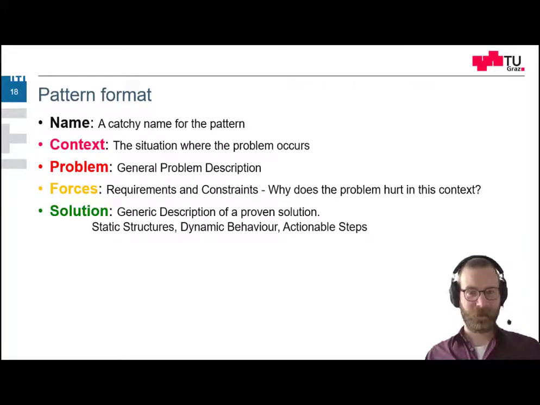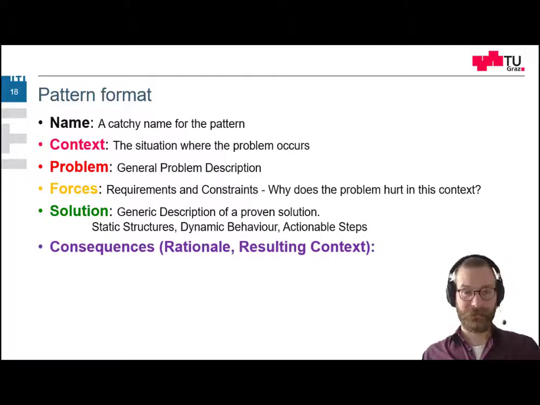Then the solution is a generic or general description of the core idea of the solution. It mostly consists of static structures, so which components are part of this pattern, and dynamic behavior, so how they are working with each other, how is one class calling, or how is one object calling another object, and maybe also actionable steps. So how can I implement this pattern?